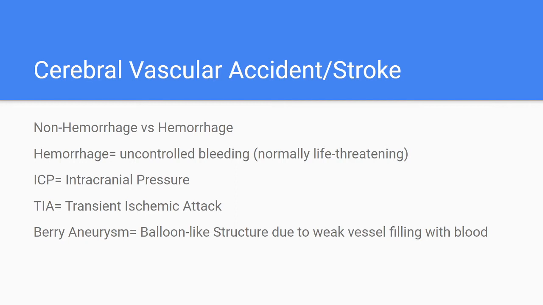Next, we'll have our postictal state, which we'll go over in seizures more, and then subdural and epidural bleeding or trauma. So with your subdural, you have your dura. Your dura is what separates your skull from your brain. Your epi will be the outside.